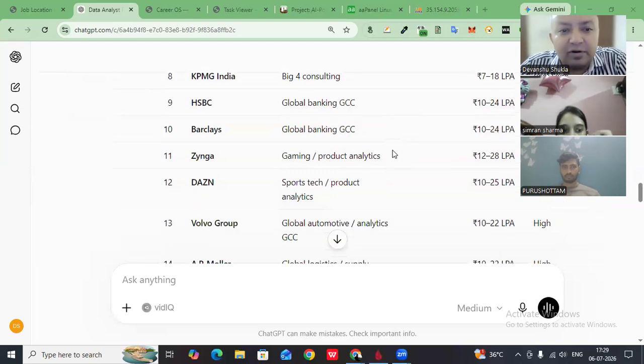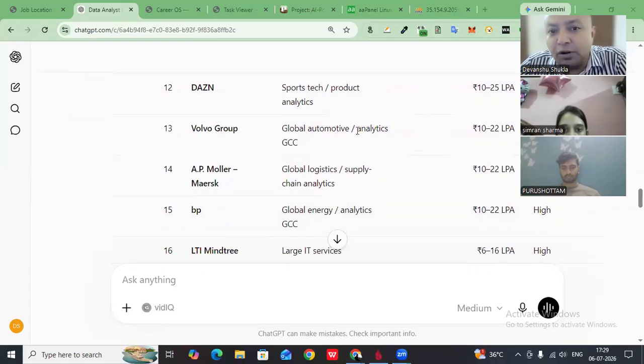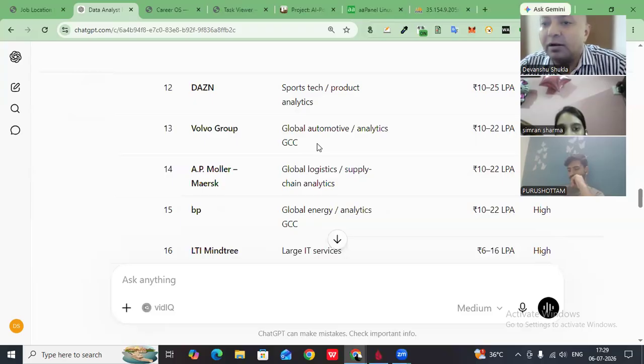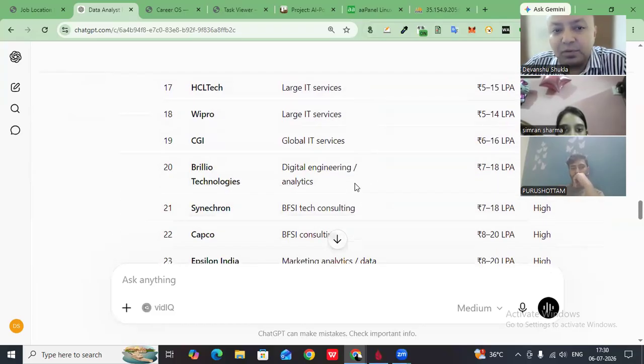Now, these are some of the organizations: Barclays, Zynga, Dazn, which is a sports tech product analytics company. Then you have Volvo Group, Global Automotive Analytics, GCC. So one project which we are doing, which is automotive analytics, is directly applicable to Volvo Group or any other big organization. In fact, the project is with Deloitte. Deloitte does that automotive intelligence for different organizations and market players, those who don't have their respective IT cell or IT department. Similarly, AP Moller, BP, LTI Mindtree, HCL Tech, Wipro, CGI.